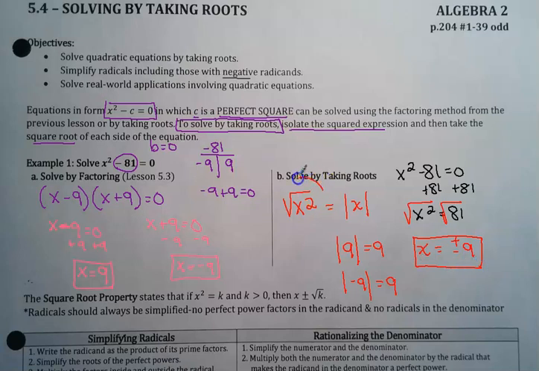Okay, this is some older information we need to bring back and not forget. When we do the square root of x squared or any number, we've always just taken the absolute value of that number. Now that we're in higher level math, we need to give it both the positive and the negative sign. Okay, that's what this square root property is, right? The square root property states that if x squared equals k, and k is greater than 0, then x equals plus or minus the square root of k.